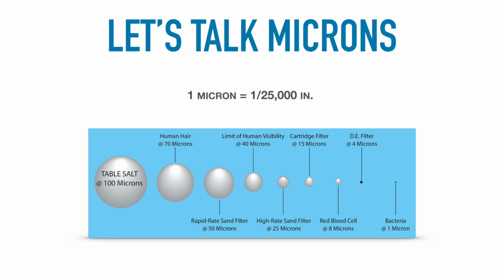Over there on the left side, we're going to see that a single grain of table salt weighs in at a whopping 100 microns. On the far right, in contrast, one bacterium weighs in at 1 micron in size. 1 micron equals 1/25,000th of an inch. So as we can see, our limit of visibility ends at about 40 microns.